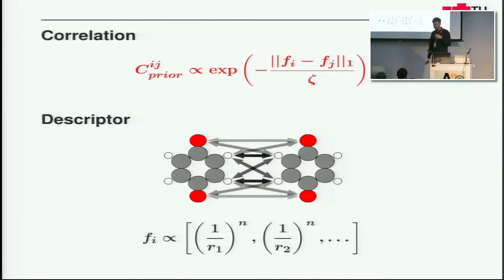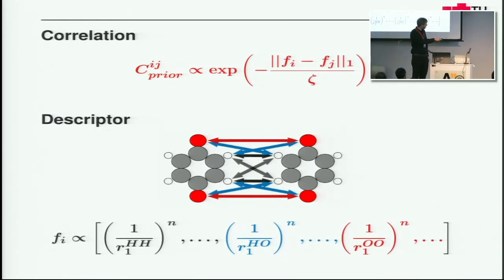But this is still not descriptive enough, because we have different species, right? So we have oxygens, hydrogens. So we split the feature vector into different sections belonging to distances between hydrogen atoms, distances between hydrogen and oxygen atoms. And again, we do the same thing. We have the same structure of the descriptor, just for different pairs of atom species. And with this descriptor, we can now calculate our correlation.